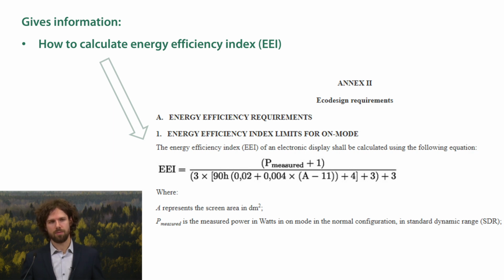And then next we have these requirements set based on this index. We could see in the formula that we have a power on the top of the formula equation, and so if the power is bigger, the index is bigger. The power is the energy the screen consumes, or how much power it needs to be run. So the bigger the consumption, or the less efficient, the bigger this index.